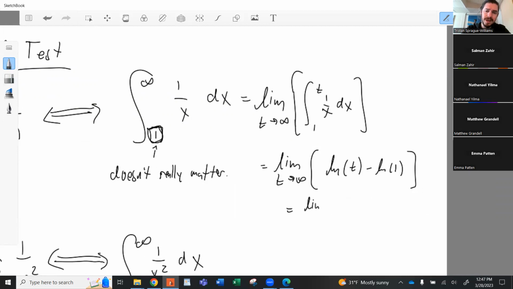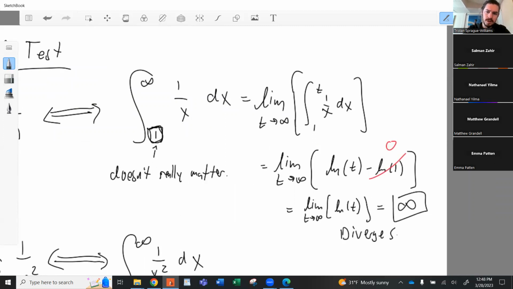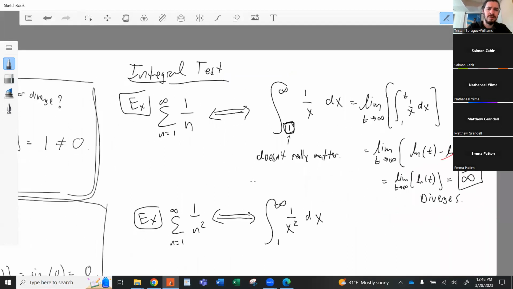What is the limit at infinity of the natural log function? You guys remember that? Oh, natural log of 1 is just 0. So it just comes down to this. What's that? That's infinity. So that diverges. Going back to the series, the series also diverges.